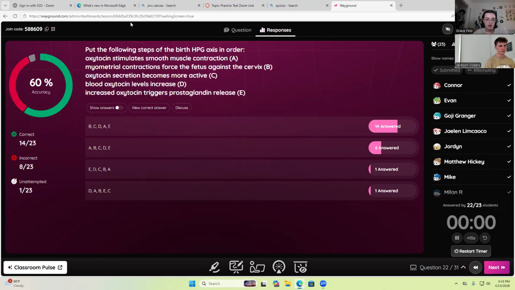and so basically in order, it's first myometrial contractions force the fetus against the cervix. Then oxytocin secretion becomes more active, and then blood oxytocin levels increase, and oxytocin stimulates smooth muscle contraction, and increased oxytocin triggers prostaglandin release. If you guys have any more questions about that, I can definitely talk more after the rest of the questions because I know this one is definitely more difficult to understand.